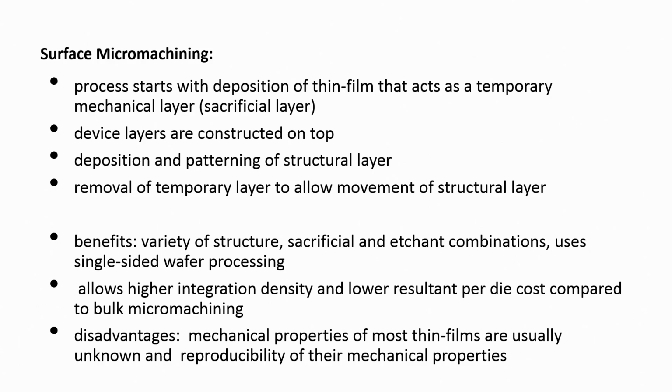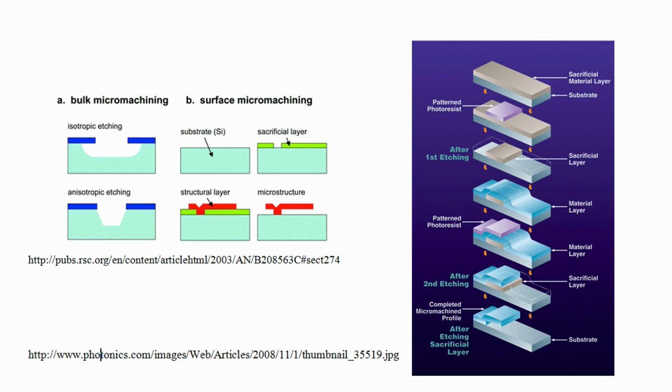And the disadvantage or limitation is that the mechanical properties of most thin films are usually unknown and reproducibility of the mechanical properties is kind of difficult, right. So, that is another point that we need to understand, that the mechanical properties of most thin films are usually unknown and reproducibility of the mechanical properties is important.